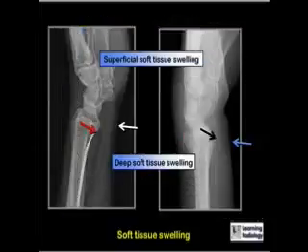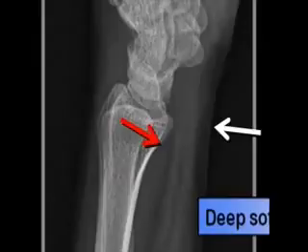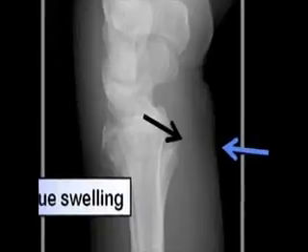Soft tissue swelling can be superficial or deep. The white arrow is pointing to the normal subcutaneous fat, deep to which there are denser muscles. The red arrow is pointing to one of the fat planes we're going to discuss shortly, the Pronator Quadratus fat plane. In the image on the right, you can see that there is obliteration not only of the superficial fat planes, the blue arrow, but of the deep fat planes as well.